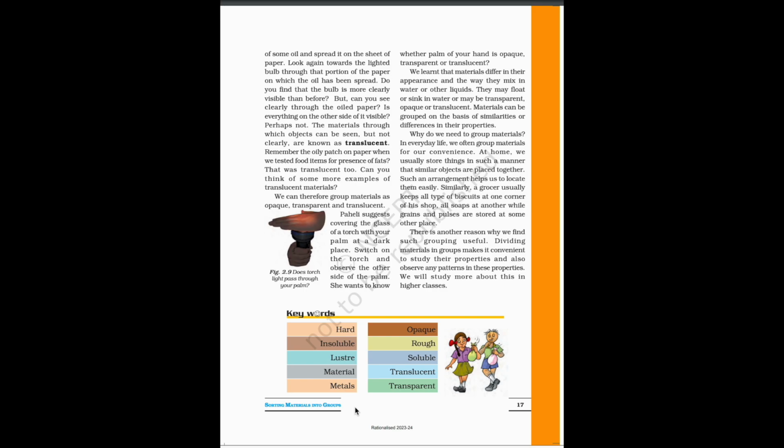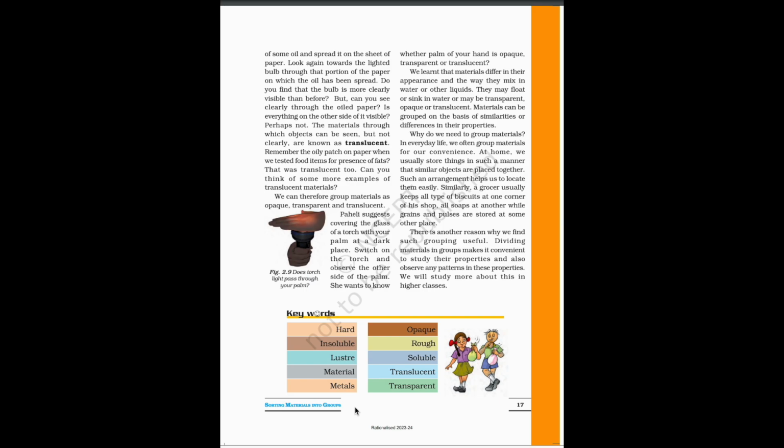We learned that materials differ in their appearance and the way they mix in water or other liquids. They may float or sink in water or may be transparent, opaque, or translucent. Materials can be grouped on the basis of similarities or differences in their properties. Why do we need to group materials? In everyday life, we often group materials for our convenience.